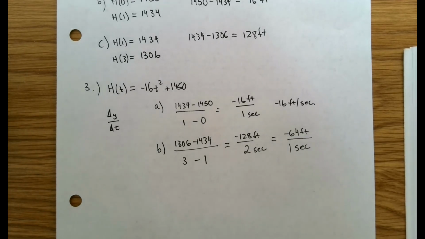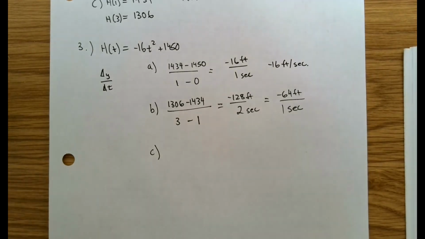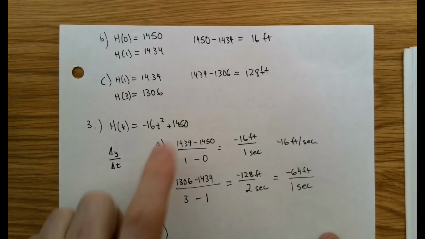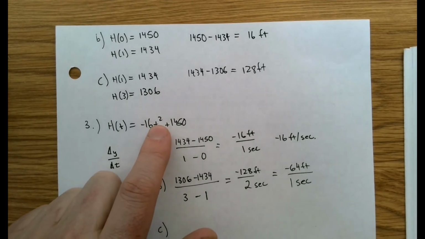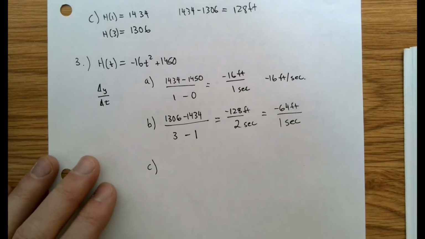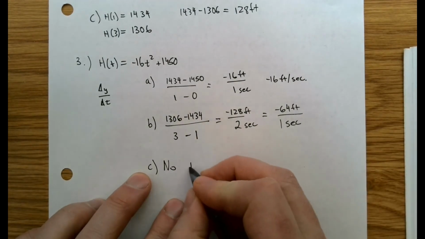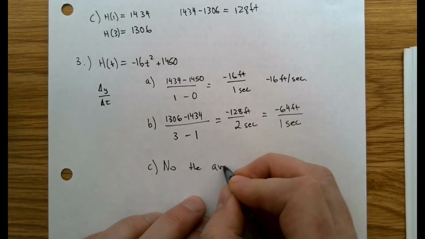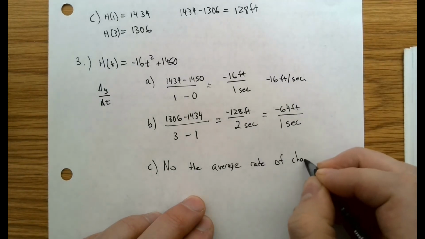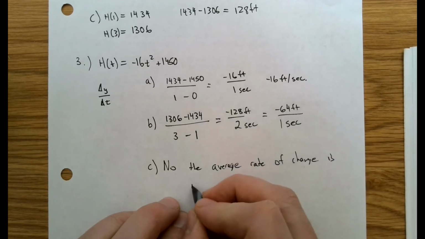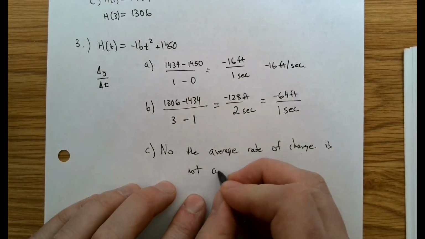Okay, so then C says, all right, is this a linear function? Well, we could have said, of course not. We know linear functions do not have exponents above a 1 from what we've talked about before. But looking at this average rate of change, we'd say no. The average rate of change is not constant. That's the key indicator of a linear function.